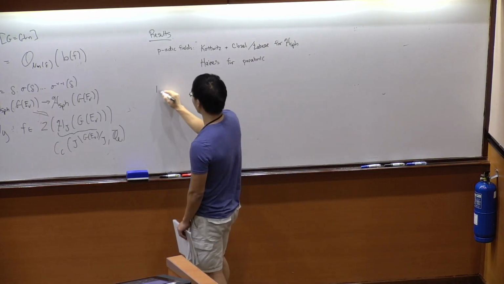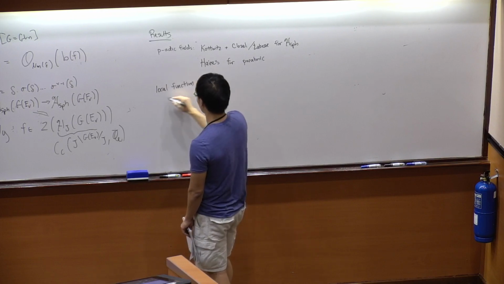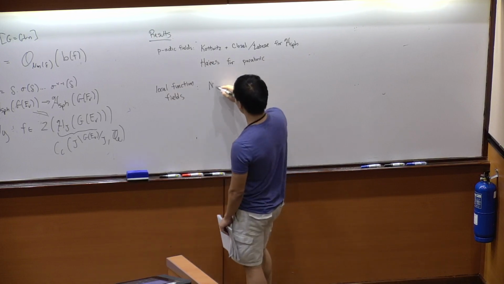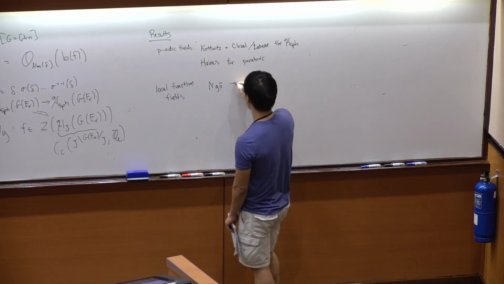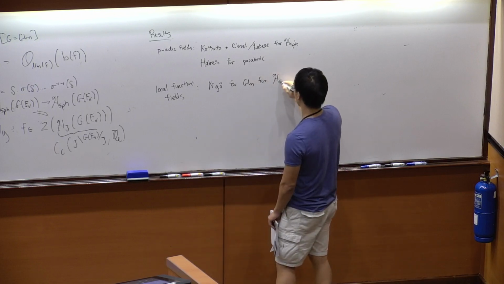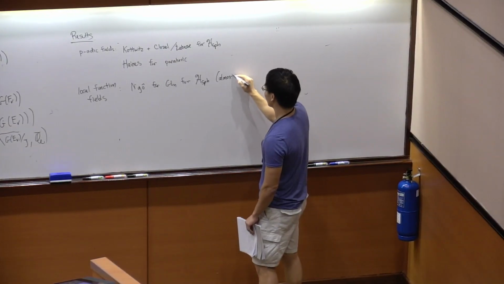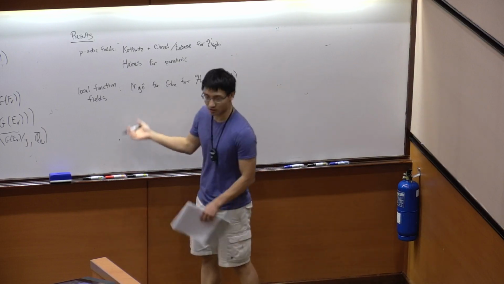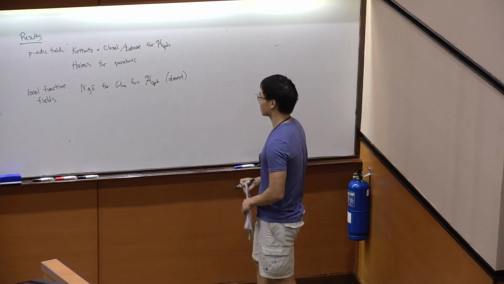And in the case of local function fields, the situation actually is a little bit worse. So here, Ngô explained how to do it for GLN, and again for the spherical Hecke algebra. And the way it's written, you don't really get this. So really what you get is the Hecke algebra of SLN inside the Hecke algebra of GLN. But okay, you almost get it.